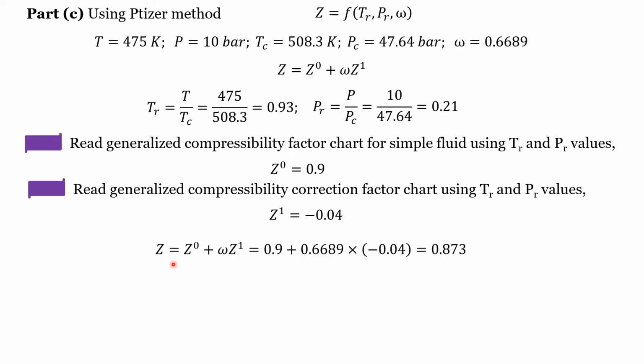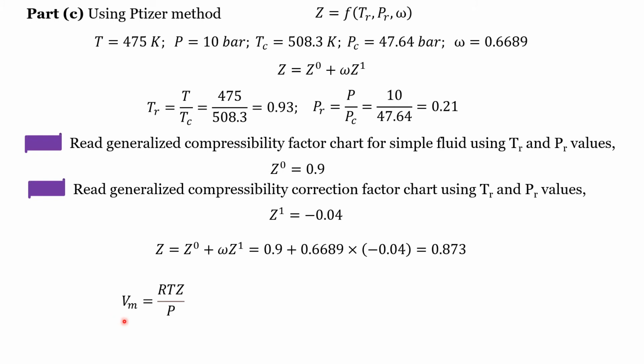Now we can put all values in the previous equation, that is overall compressibility factor equal to Z0 plus omega Z1. So after putting all values we will get Z equal to 0.873.